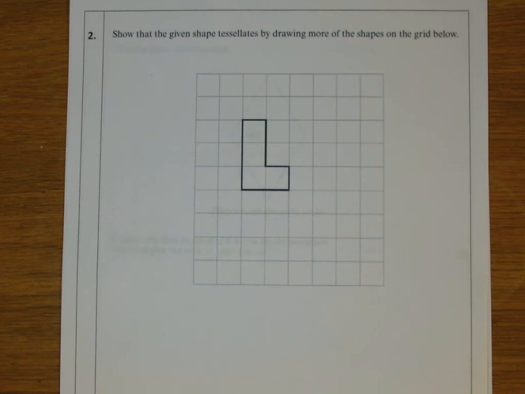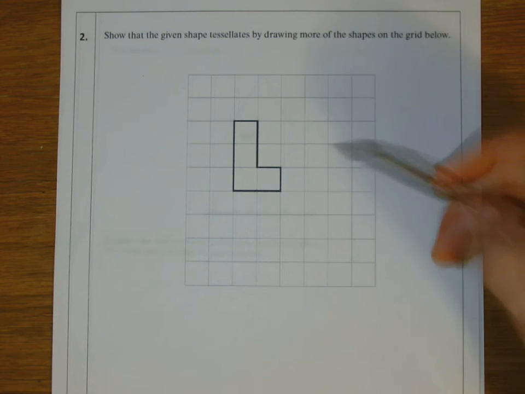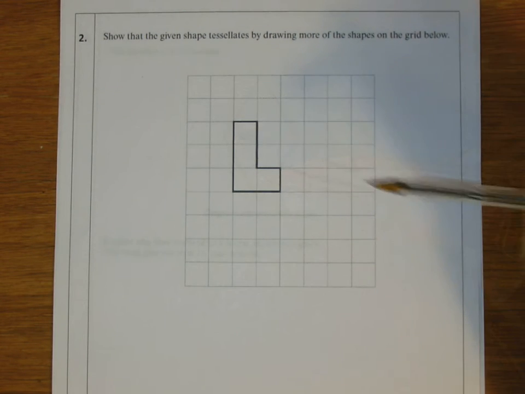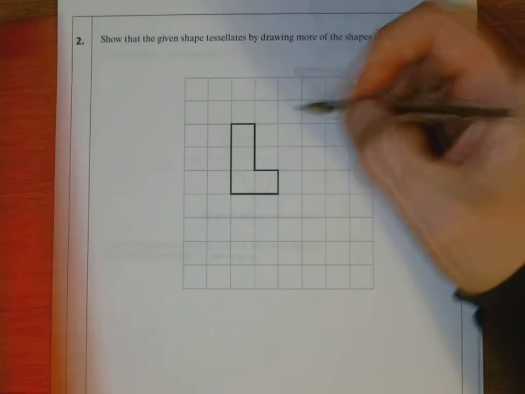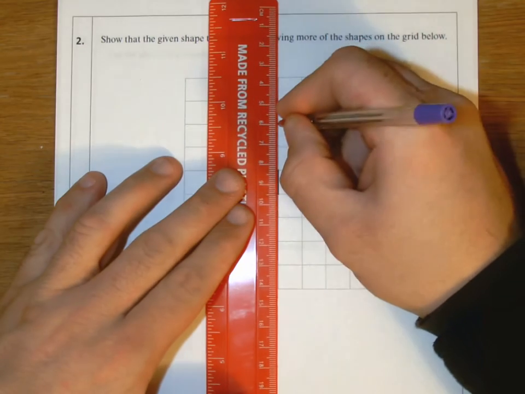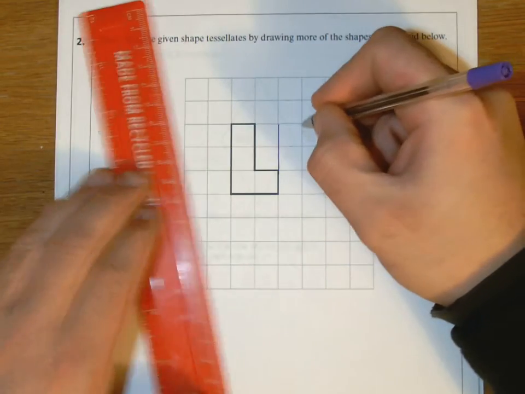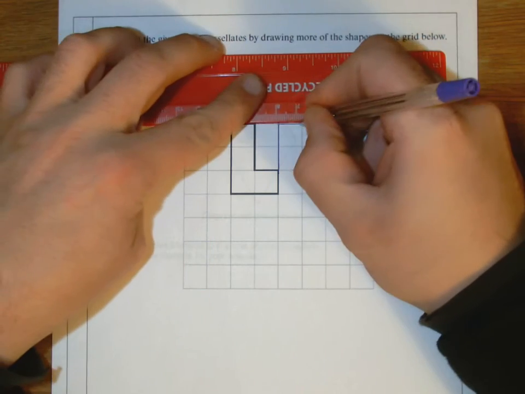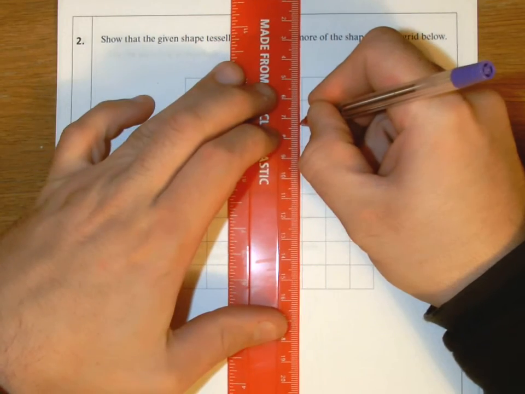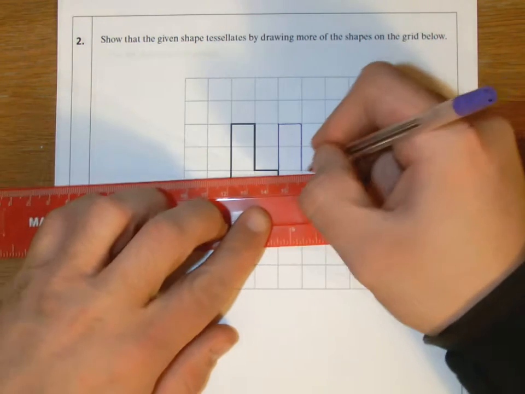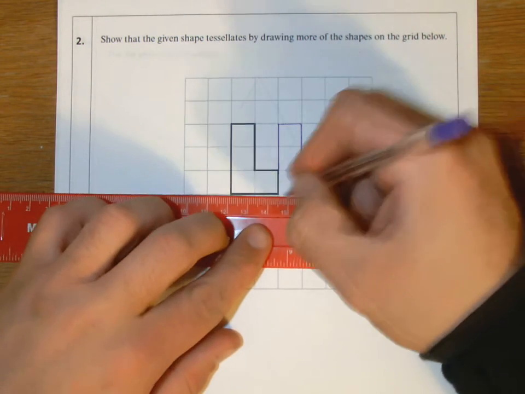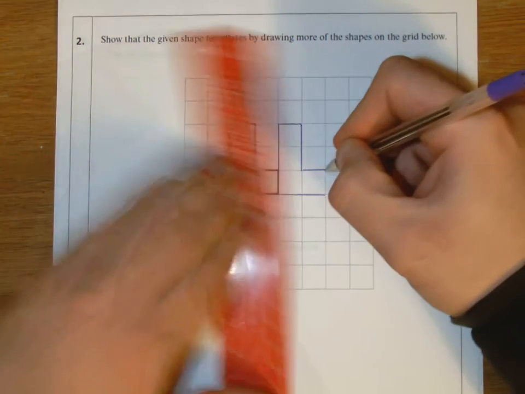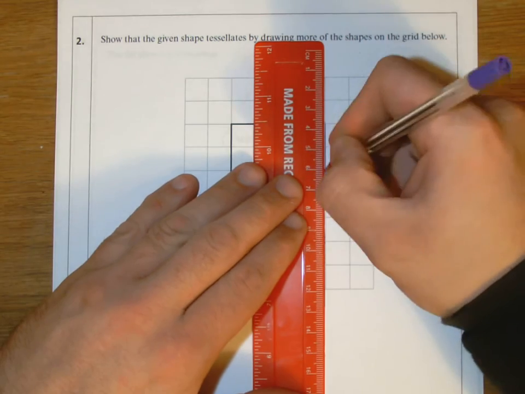Question 2 says show that the given shape tessellates by drawing more of the shapes on the grid below. Again, here you've got an L shape, haven't you? So we could draw another L shape by the side of it, just like we did in the last question, and keep going like this across the wall. So there's another L shape. We draw another L shape here.